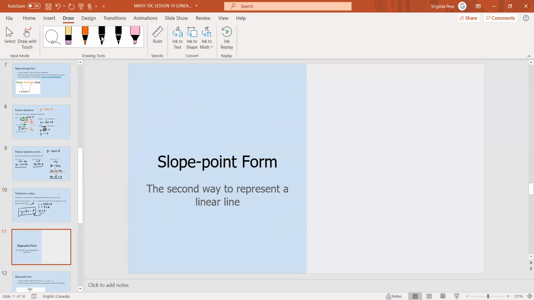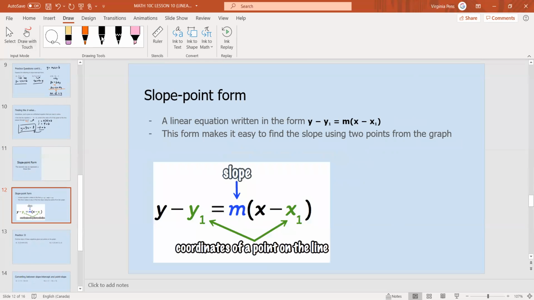Okay, so now slope point form. This is a second way to represent a linear line. So slope point form is a linear equation written in the form y minus y1 is equal to slope times x minus x1. It's a bit more complicated than the first one for sure, but this form makes it easy to find the slope using 2 points from the graph, because sometimes you're not given the y-intercept. Maybe you'll be given 2 points instead. So if we want to complete an equation, we would have to find the slope using that.